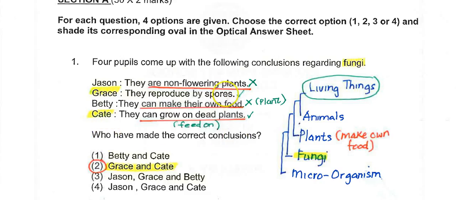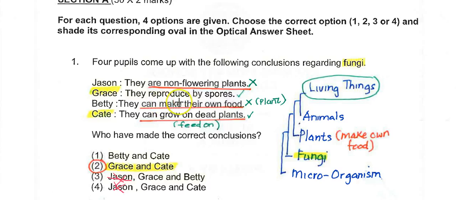Now, the very first one, you know that fungi are not plants, right? So you just cannot say they are non-flowering plants or flowering plants. They are not plants at all. Jason is wrong, so you must be very sure that Jason is wrong. This is wrong, and this is wrong. Three and 4 are out. Let's check Grace.